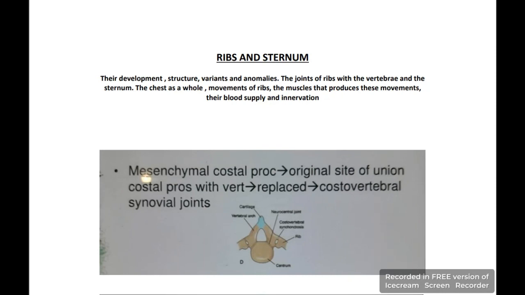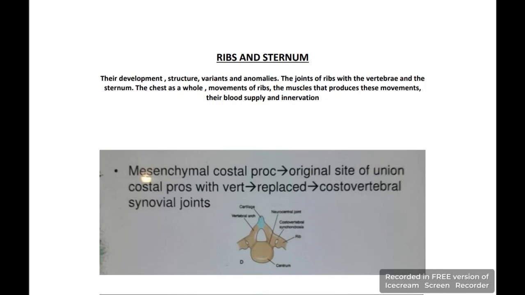But in this video, I will tell the important things which you need to tell in the viva questions, because in viva they won't listen in detail. We should tell only the point to point information which they need. So in this topic, we will see the ribs and sternum, their development, structure, variants, and anomalies, joints of ribs with the vertebrae and sternum, chest as a whole, its movement, its blood supply, and innervation.